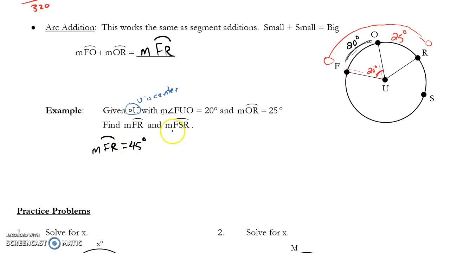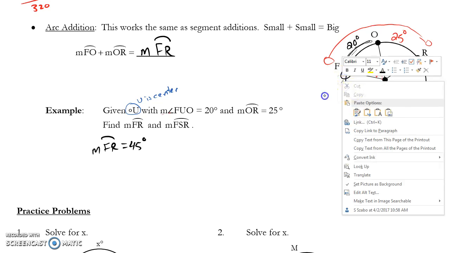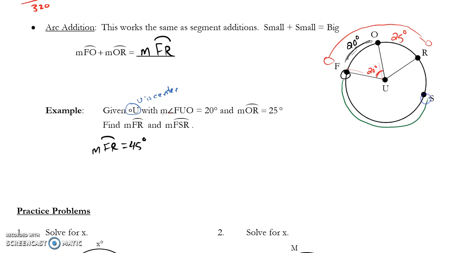When they ask for the measure of arc FSR, that means start at F, go through S, so go in the direction of S, and then all the way to R and stop. That's my major arc. Arc FSR, if I know that arc FR is 45 degrees, then the measure of arc FSR is 360 minus that 45 degrees. This gives me the measure of my arc to be 315 degrees.